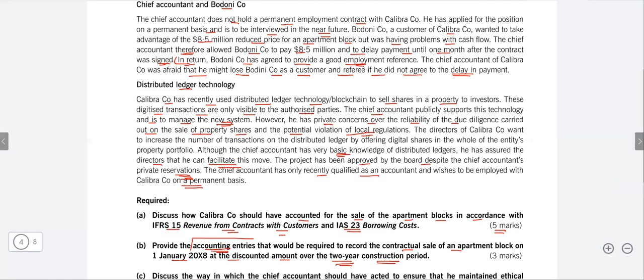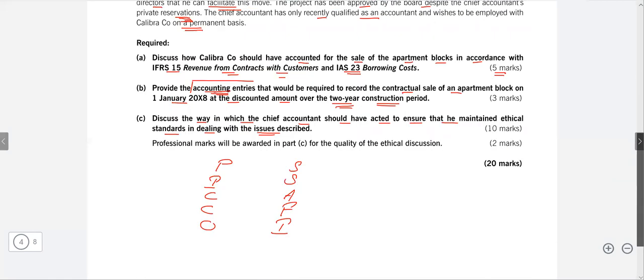So in this part C requirement, you're going to first of all talk about professional behavior, that according to the fundamental principles of ethics, professional behavior is following the laws and regulation and avoiding action that discredits the profession, and then relate it to the case study. And then the other thing, competence and due care: explain that and then relate it to the case study. So this is for 10 marks. That means you're supposed to cover each and every point over here. So this is how you are supposed to attempt this question in the exam.